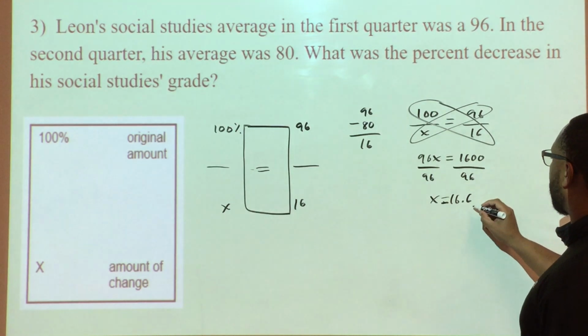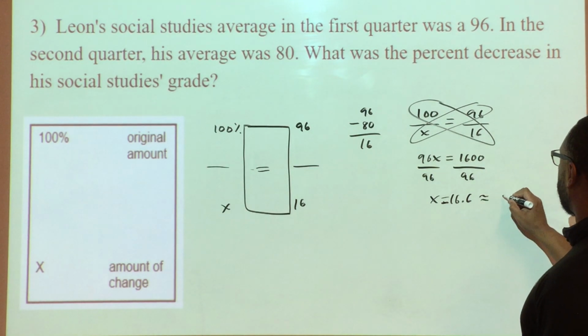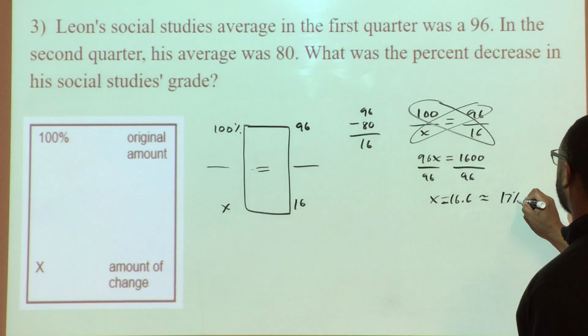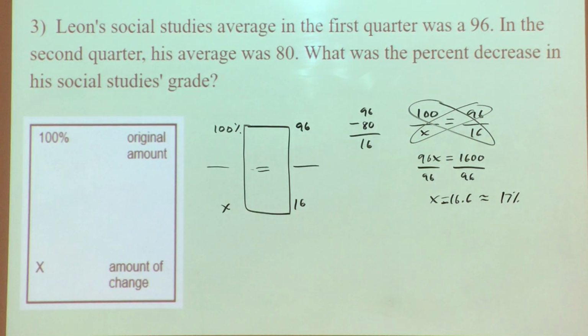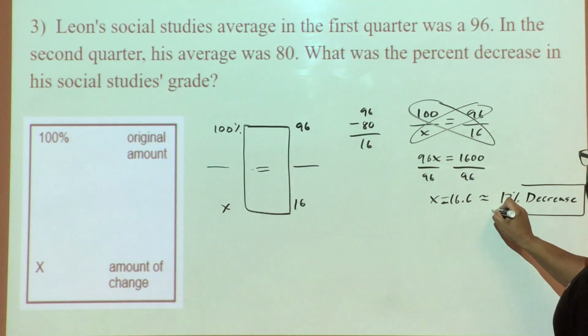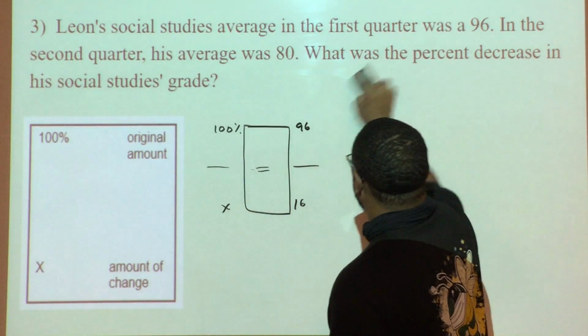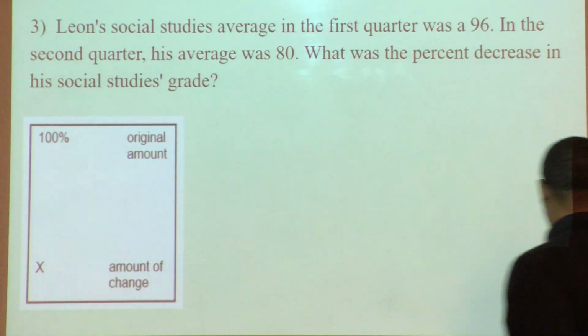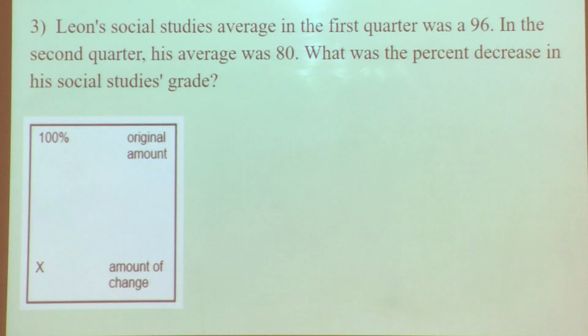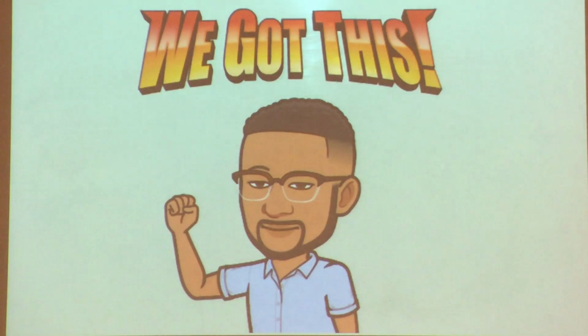So we're going to say that this is approximately a 17% decrease. He went from 96 to 80, so his grade decreased approximately 17%. We just round that 16.6 up to approximately 17%. Okay, so that is all we are doing on percent of change. I appreciate your attention. We got this.